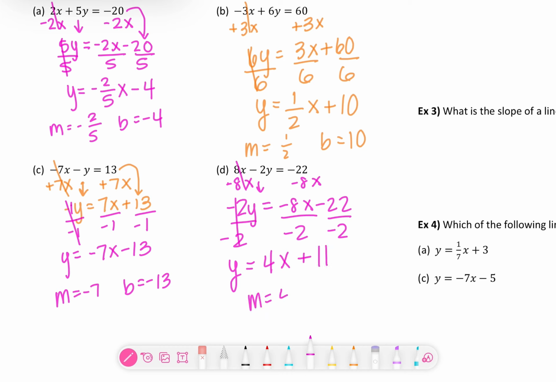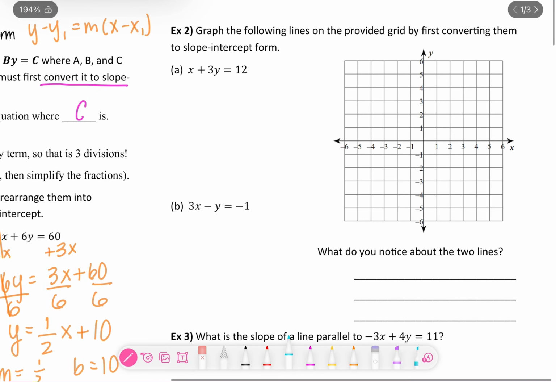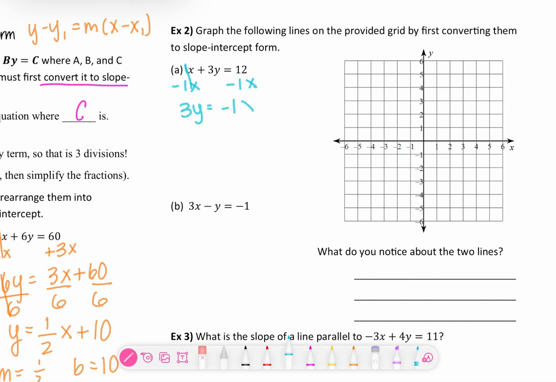Awesome. Okay, so now let's take a look at example 2. Example 2 tells us to graph the following lines on the provided grid by first converting them to slope-intercept form. So first thing we're going to do here is convert to slope-intercept form. So right now we have a 1x plus 3y equals 12. I'm going to subtract 1x on both sides first. That's going to give me 3y equals negative 1x plus 12. Then we're going to divide by 3, leaving us with y equals negative 1/3 x plus 4.